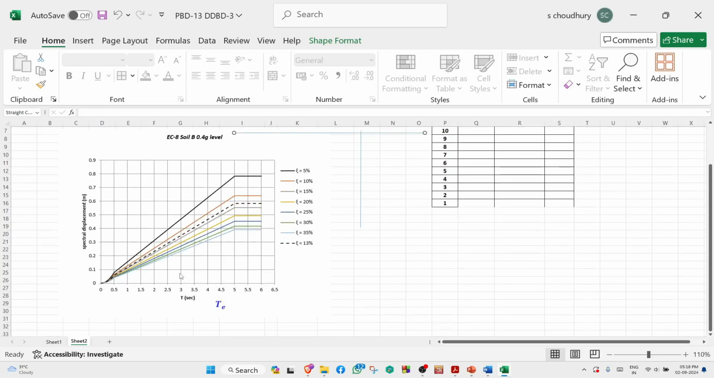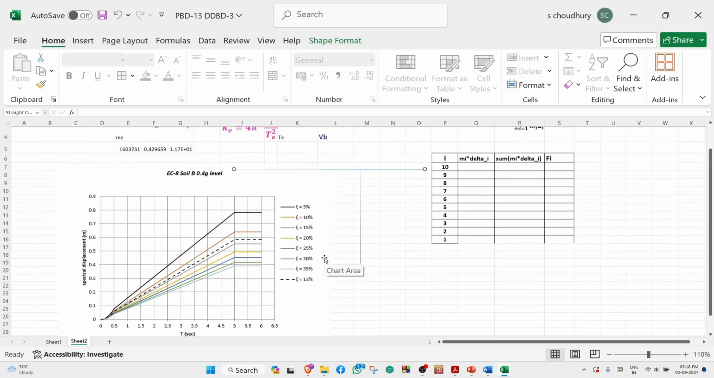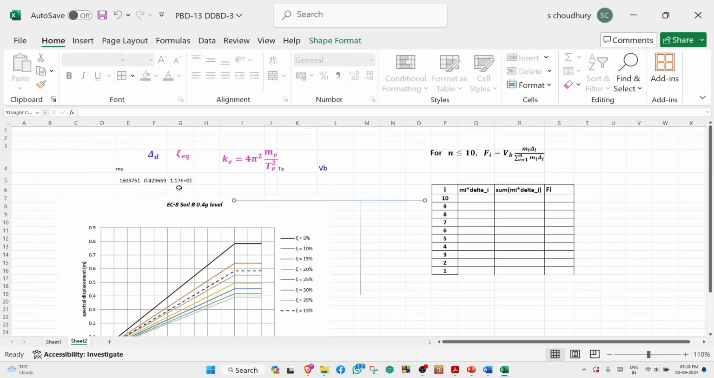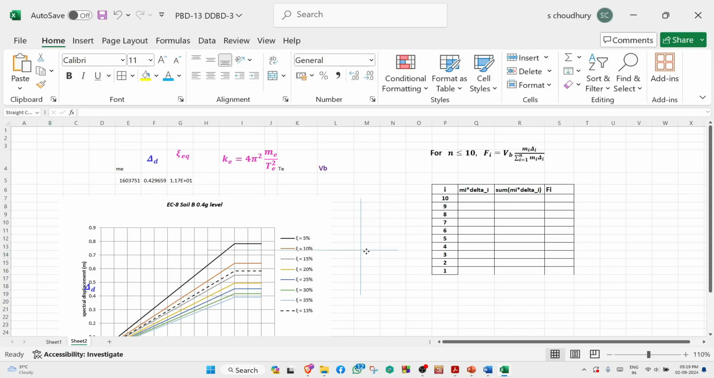This I have constructed for the Eurocode at 0.42 G seismicity level and various dampings. So our delta D value is 0.429. So delta D, you see here, 0.4 to 0.43 around. So 0.43, where it will be, you just put some line here. 0.5 is here, 0.43 will be somewhere here.